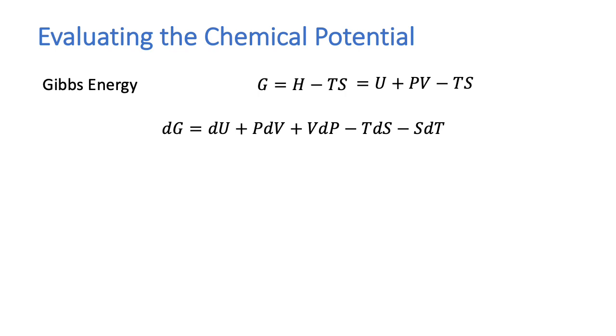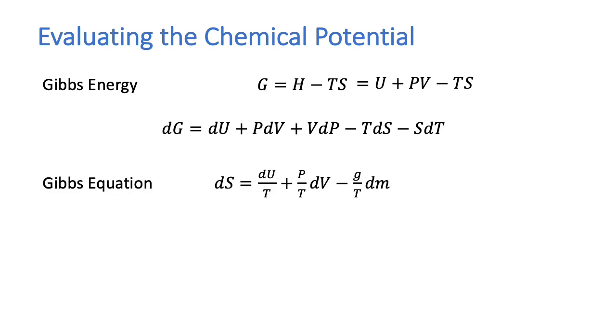All of these terms, dV, dP, dT, are easy to measure. dU can be related also to the change in temperature. dS is something that we need to determine. We can do that using the Gibbs equation. So dS is equal to dU by T plus P upon T dV minus g upon T dm.